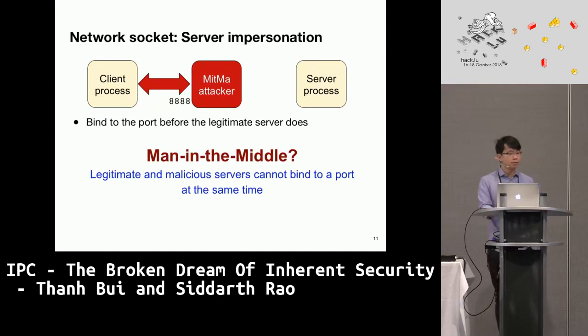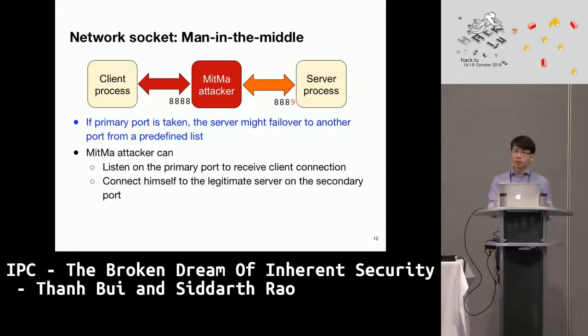At this point, some of you might have noticed that legitimate and malicious servers cannot bind to the same port at the same time. So can the mid-malware attacker do a man-in-the-middle attack on the network socket communications? Well, it's still possible. Here, the attacker first needs to perform server impersonation. That is, it runs a local server on the legitimate server's port, and on this primary port, it can receive connections from the client.